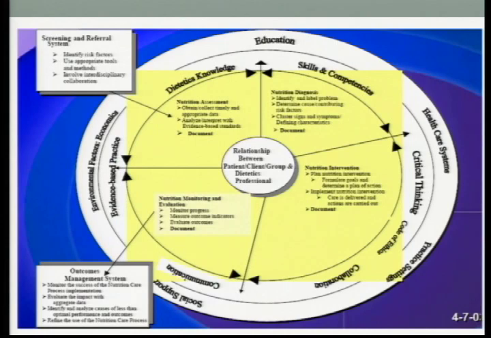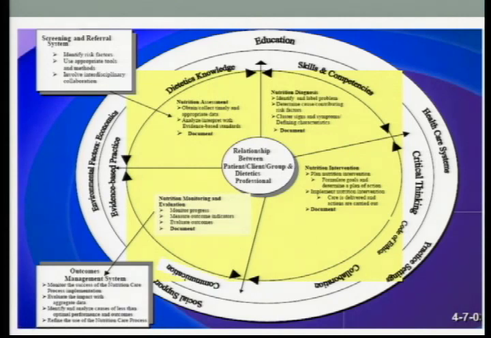And at each step, you're documenting what's going on with your patient. I must say, at this stage, if your nutrition-related problem has resolved, they can exit out of the system, out of the circle. But if it hasn't, then you continue looping around, trying to determine why it hasn't resolved. What can you do differently?